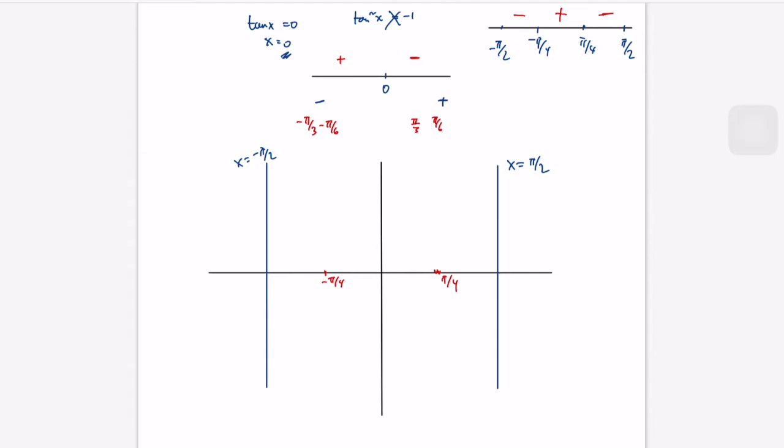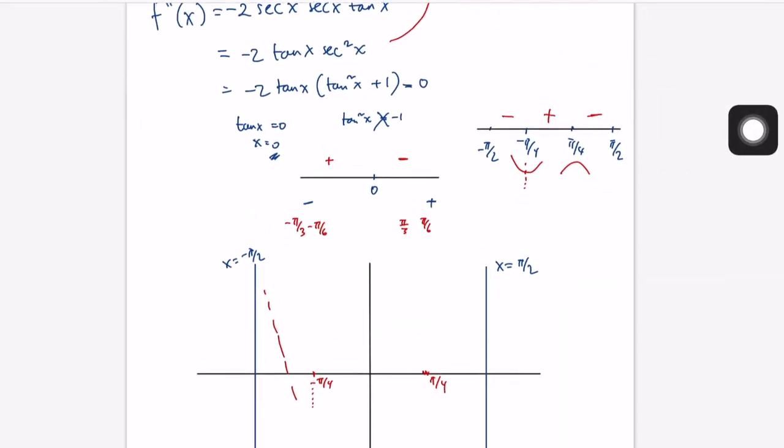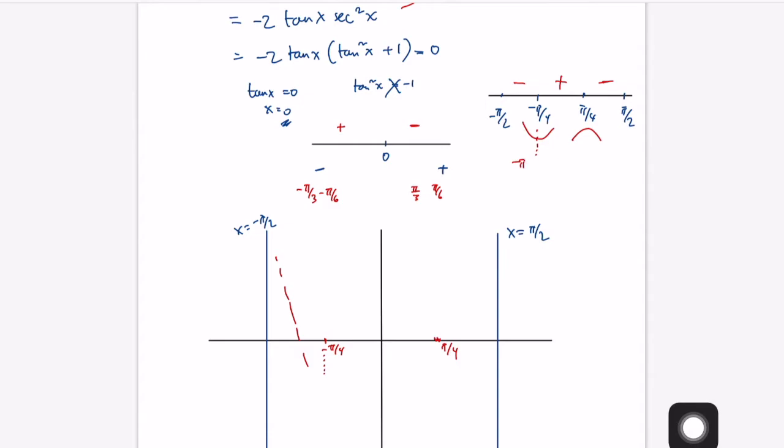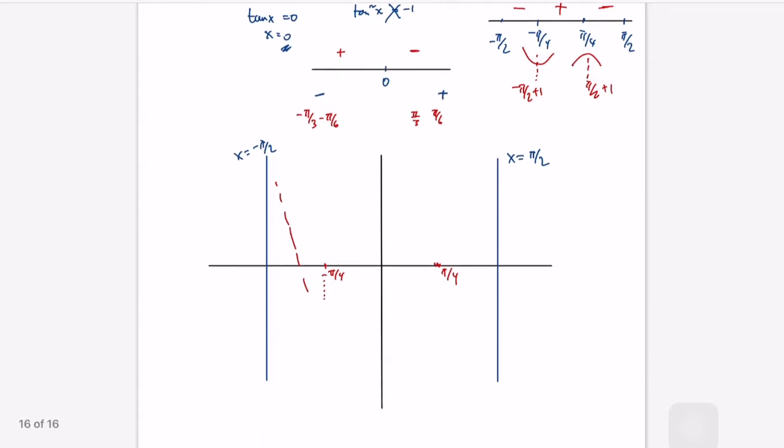So this will be having the min and max right there. So this will be having min. Okay, so it's going down and then going up. Okay, max value, or this is min value. Min value will be negative pi over 2 plus 1. This will be pi over 2 plus 1. So maybe about here, or maybe here. Okay, so this will be the min point.